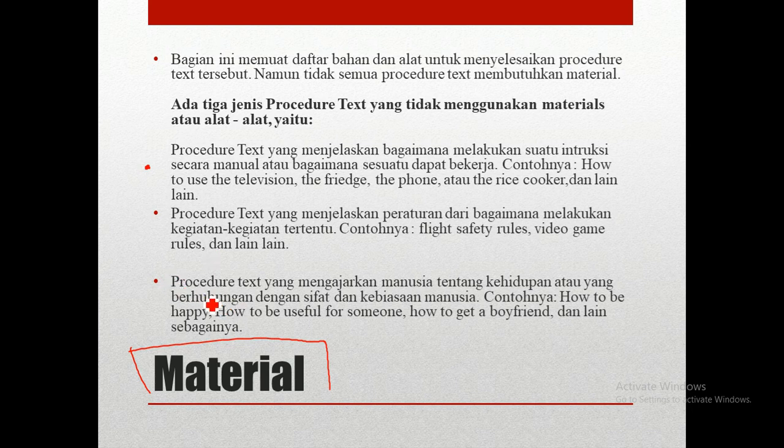And the last one, procedure text that tells about human life, how to live, or how to communicate with behavior or human habits. For example, how to be happy, how to be useful for someone, how to get a boyfriend, and so on. In these three texts, you don't have to add the materials, but if you want to have them, it's okay. But I don't think you have to add materials just like for how to make pempek, but you can replace this with the tools that you need and the equipment that you need.